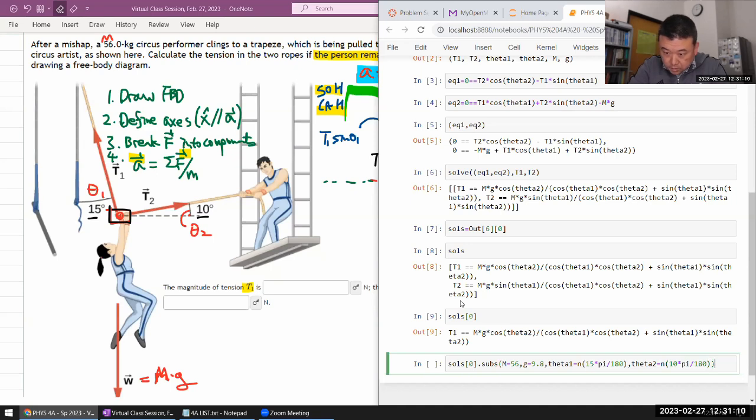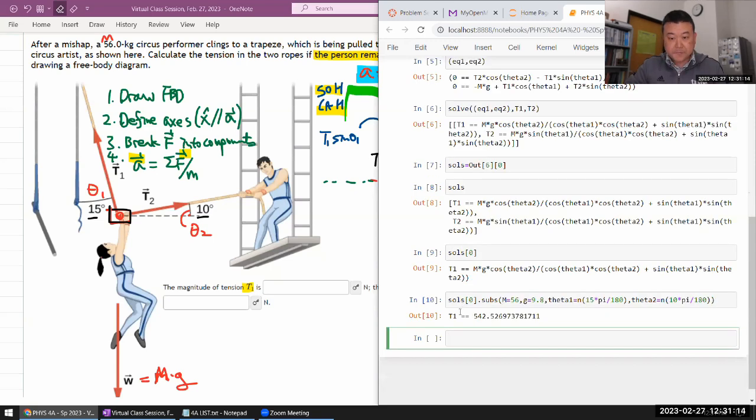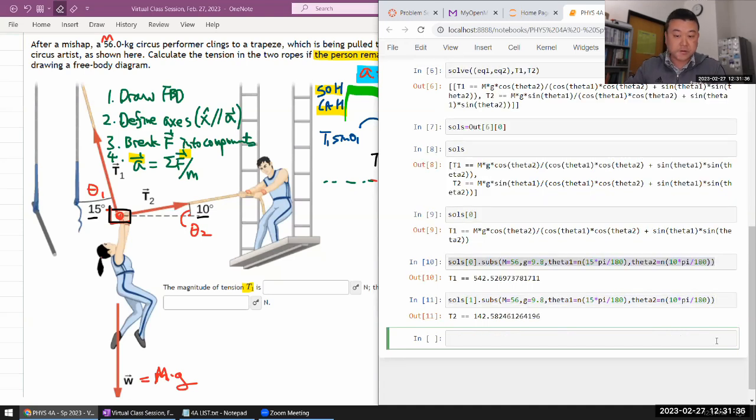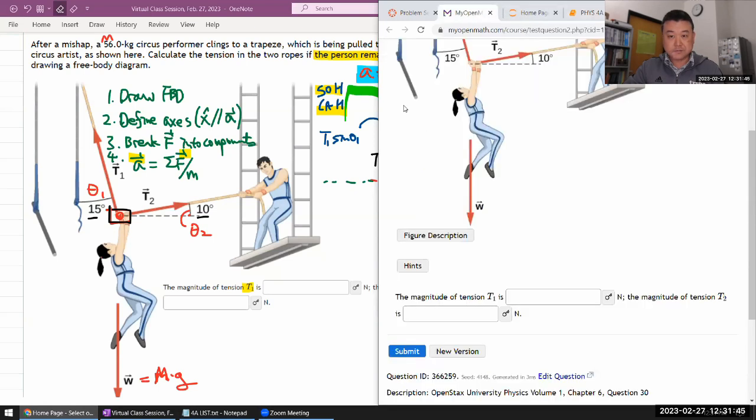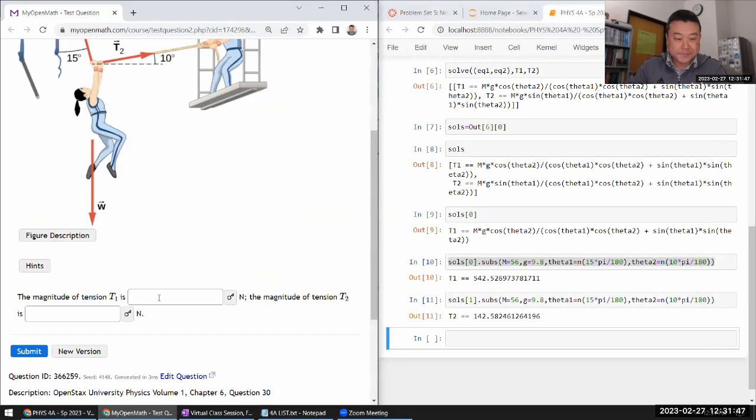Okay, I think that's all the numbers I need. Let's see if it gives me, yeah, a numerical value, 542.5. And let me do the same thing for the second element, which is T2. I already have all the parameter values here, so just shift-enter. And that's my value of tension 2: 142.6.